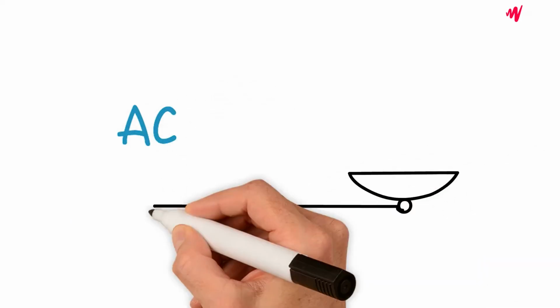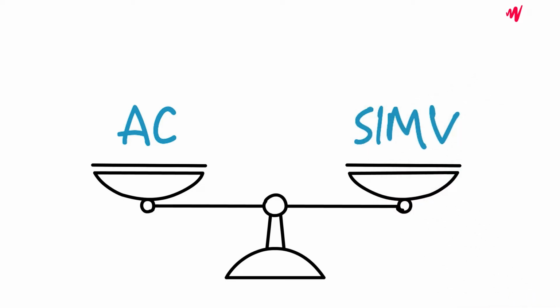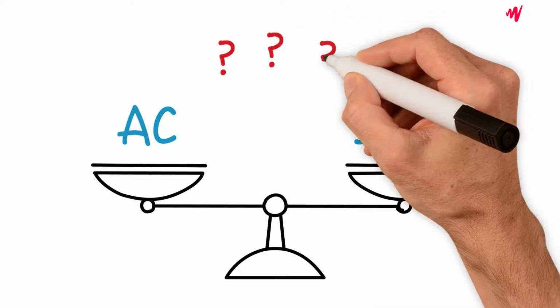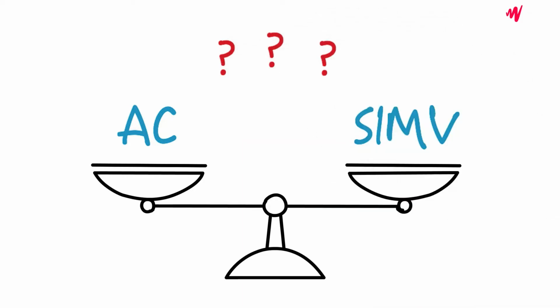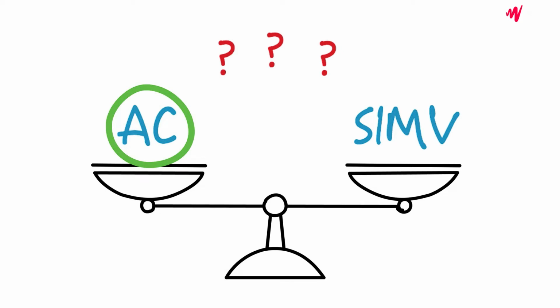Now the question is, why would the AC mode be preferable over other modes like, for example, the SIMV, synchronized intermittent mandatory ventilation mode? Don't both of these modes offer good ventilatory support? Well, to answer this question, let's see how the two modes work and then focus in on why the AC mode is preferable over the SIMV mode.